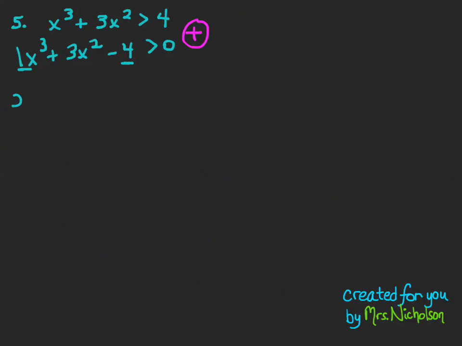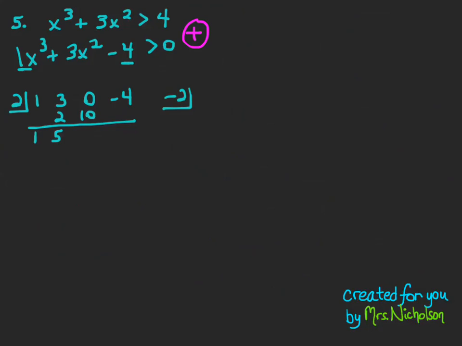So let's try 2. I'm going to list my coefficients, 1x cubed, 3x squared. Notice there's no x term, so I need to put a 0 and then a negative 4. I'm going to bring down the 1, and 1 times 2 is 2. 3 plus 2 is 5. 5 times 2 is 10. And this is obviously not going to work. So let's move on to another choice.